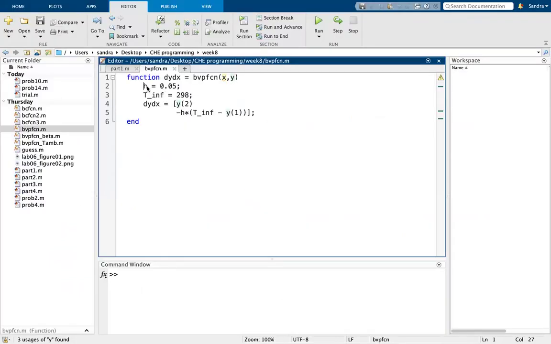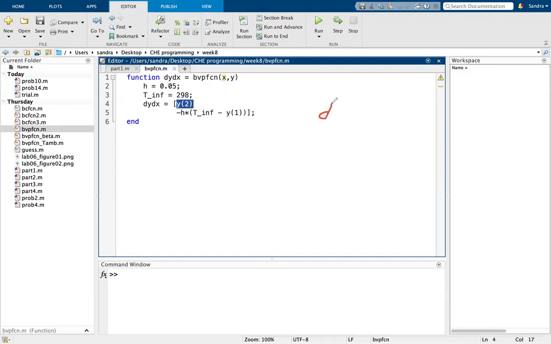So here we are taking h. H is nothing but beta here. Don't confuse this h with the gridding step size. Here h is the value of beta. And T infinity is given in the question, that is 25 degrees Celsius converted to Kelvin, that is 298 Kelvin. And this is the ODE equation. So the first part of the equation will be dT by dz.